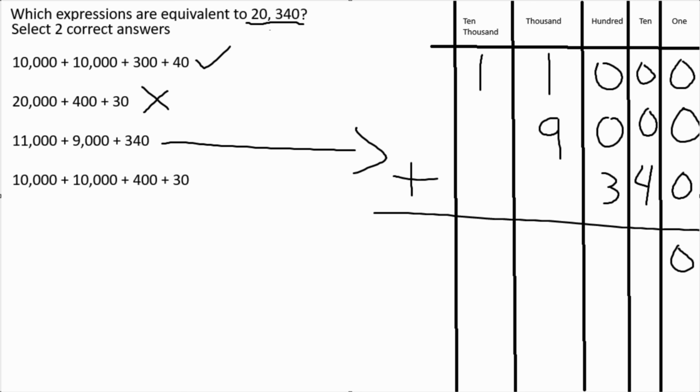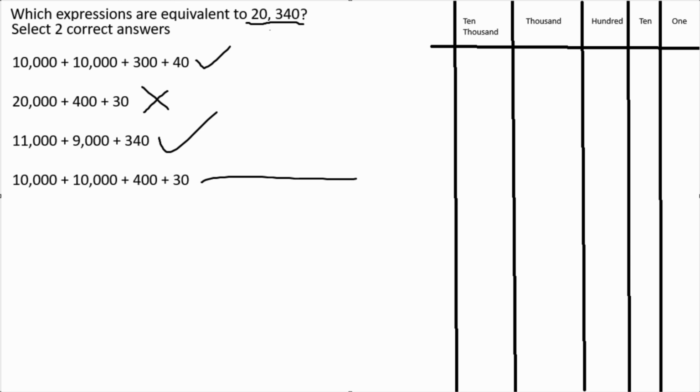So make sure everything is in the right place value, and we're going to add it all up, okay? So we get a 0 in the ones, a 4 in the tens, a 3 in the hundreds. The 10 in the thousands, we're going to get 10, so we're going to put a 0, and then we're going to regroup. Then we're going to get a 2. All right, so we get 20,340. This is correct.